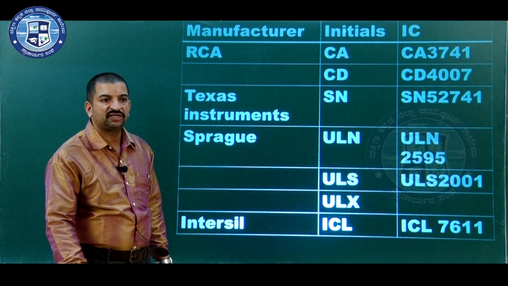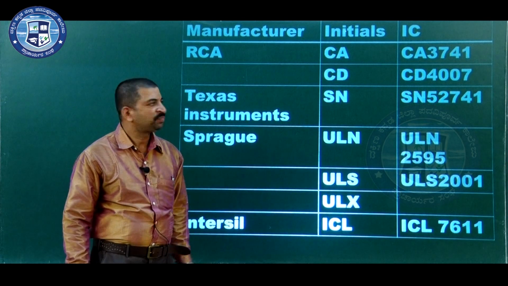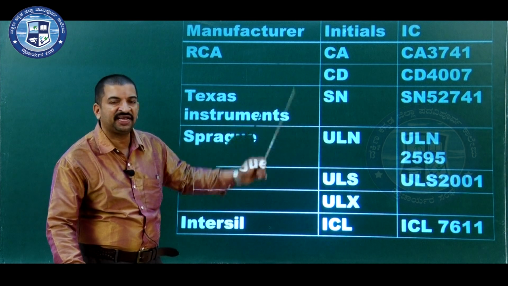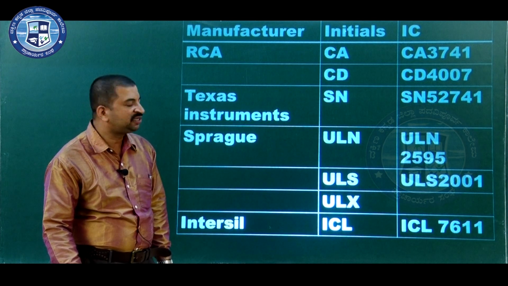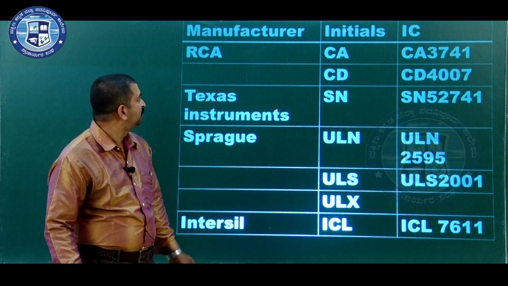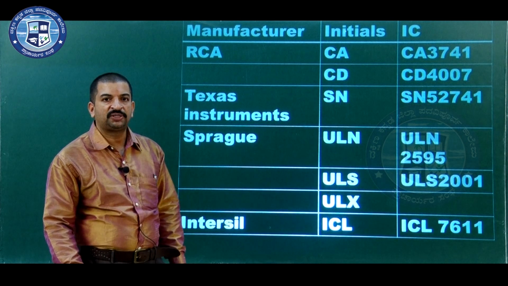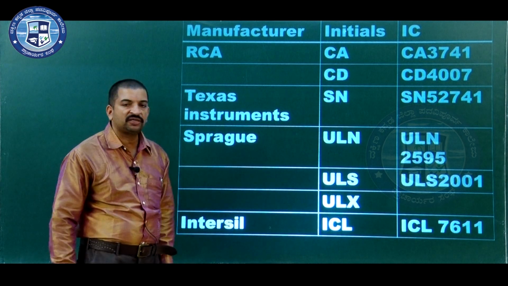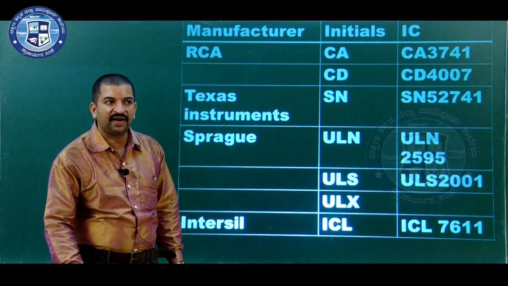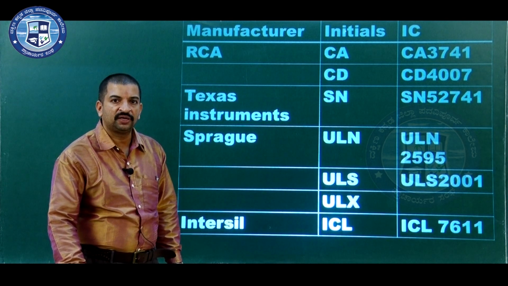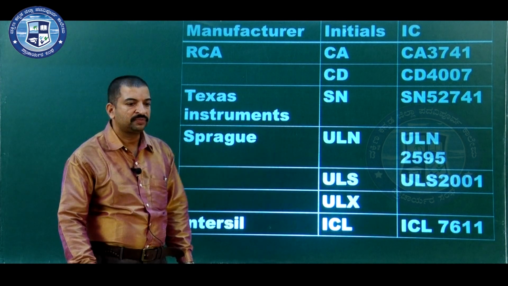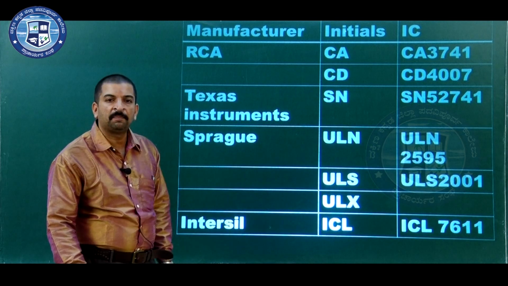In these ICs, the initials may be CA or CD. The IC numbers CA 3741 and CD 4007 are manufactured by the Radio Corporation of America, RCA. And then Texas Instruments. Here the initial may be SN. SN indicates manufactured by Texas Instruments, for example SN 52741. And then the Sprague company.